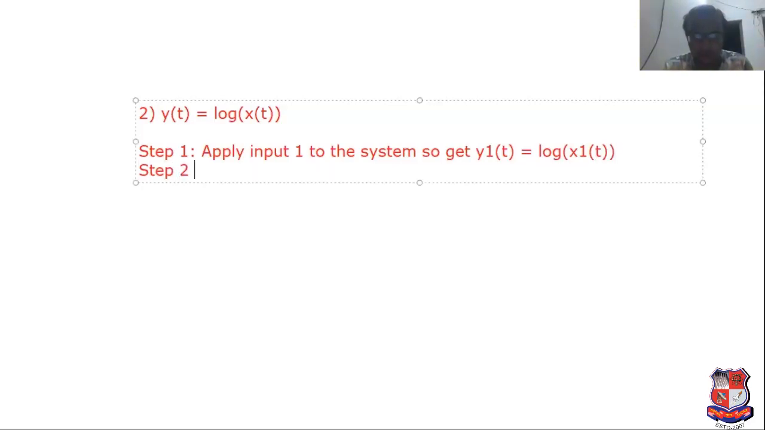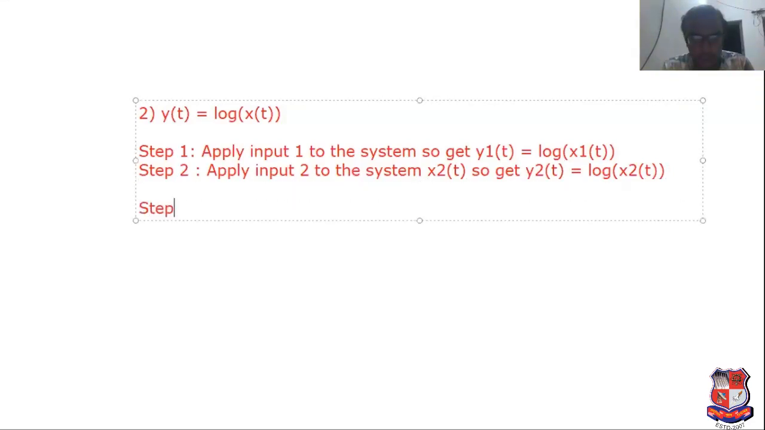Step 2, apply input 2 to the system. So get x2 of t. So get y2 of t equal to log x2 of t.